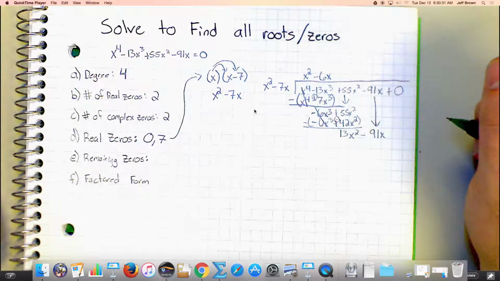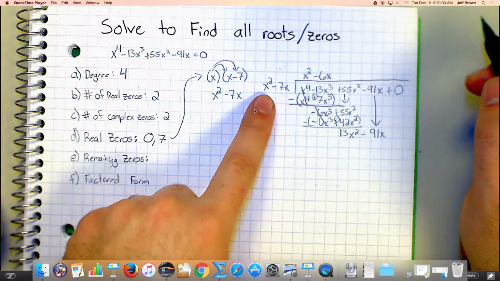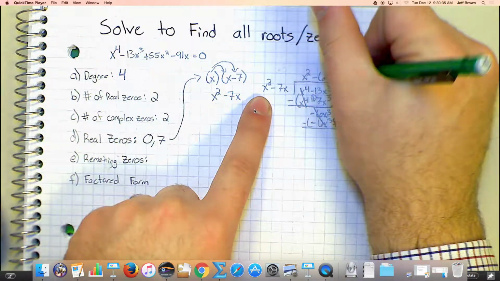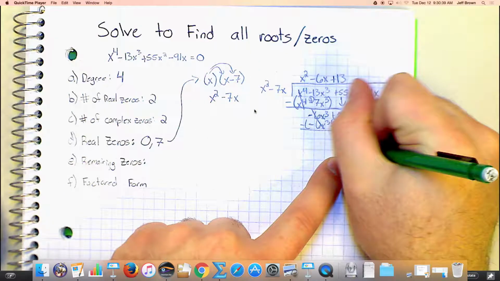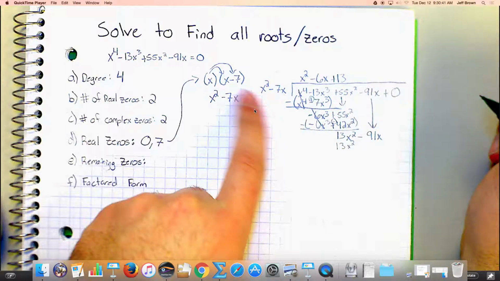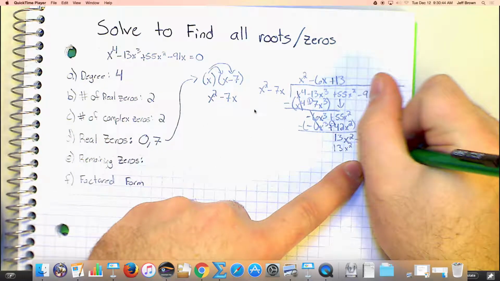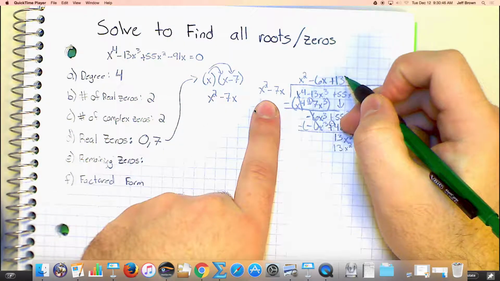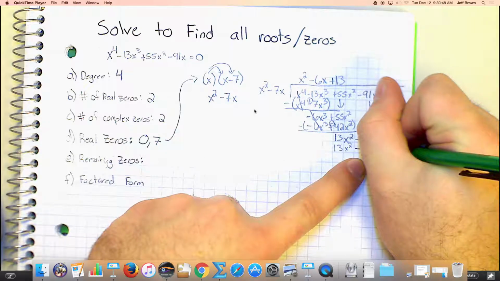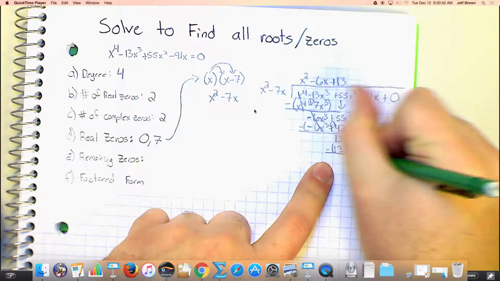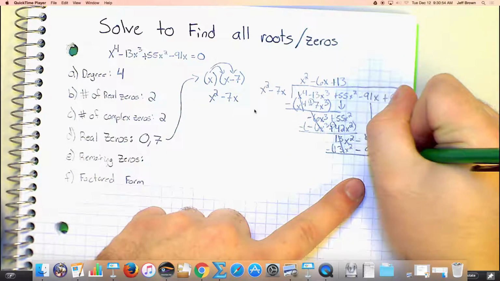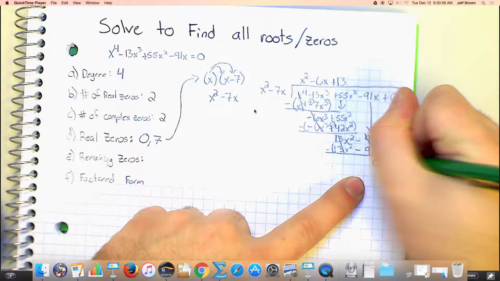Okay, so we're getting to the end, but we still got to look, what do I need to multiply x squared by to get 13x squared? Well, that's got to be a positive 13. So we're going to put the positive 13 there. That's then going to be multiplied by the negative 7x as well. Negative 7 times 13, I just did this on my calculator, does give you a negative 91x. Okay, so when I subtract that, everything here matches, so these are just going to go ahead and cancel out, and I get a remainder of 0.